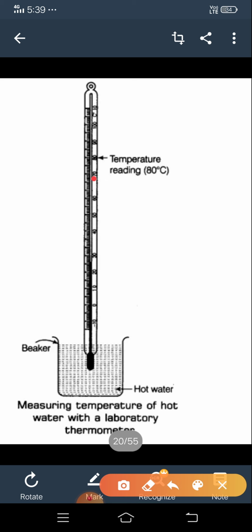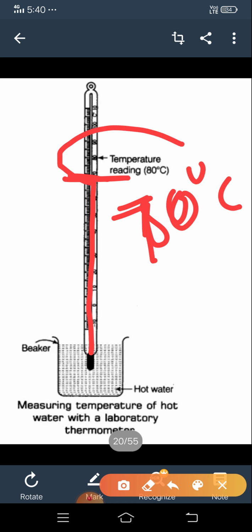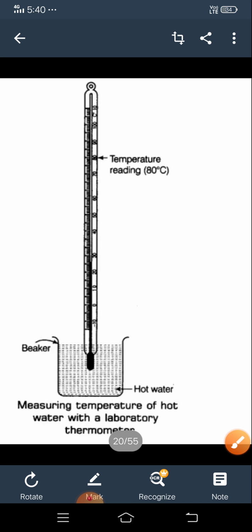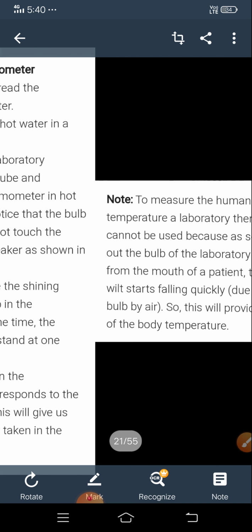If the mercury thread stops here, it means the level is 70 degrees Celsius. But here the mercury level is here, so the thermometer stops at 80 degrees Celsius. Is it clear about reading the laboratory thermometer?